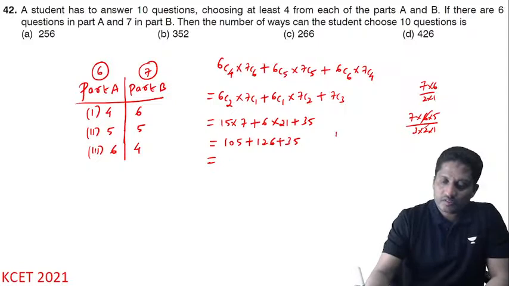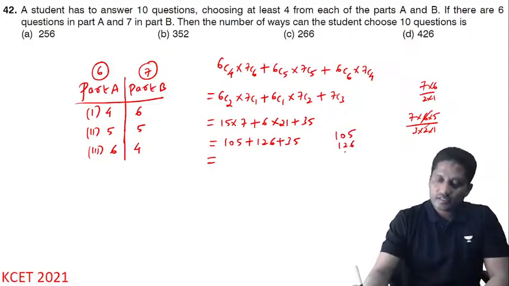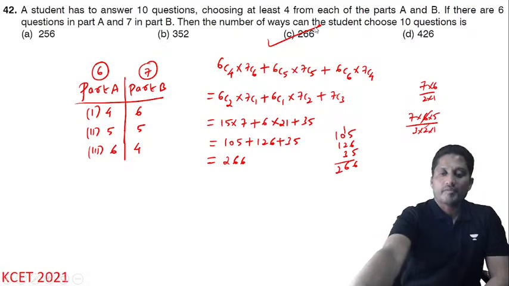Okay, let's add all this. 105, 126 and 35. This is 266. Okay, answer is option C. It's a question on combinations.